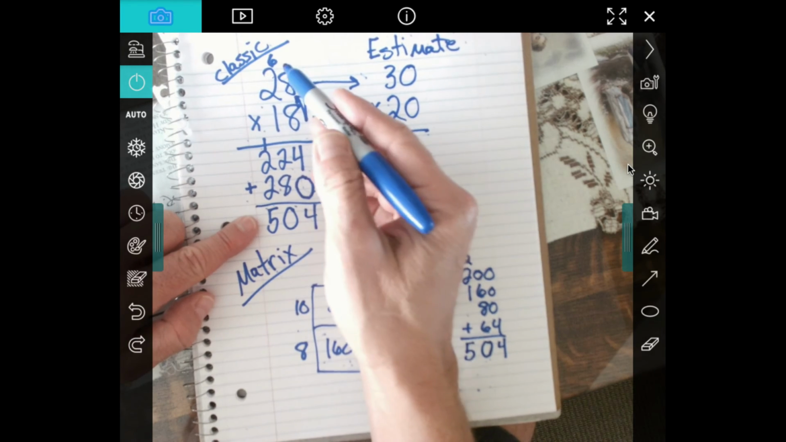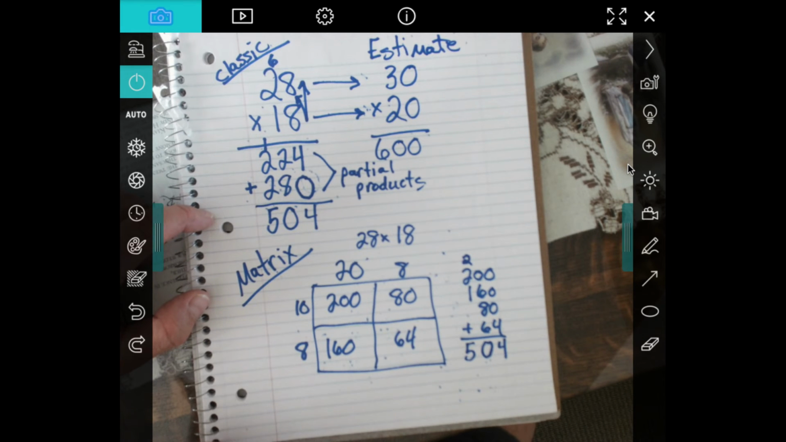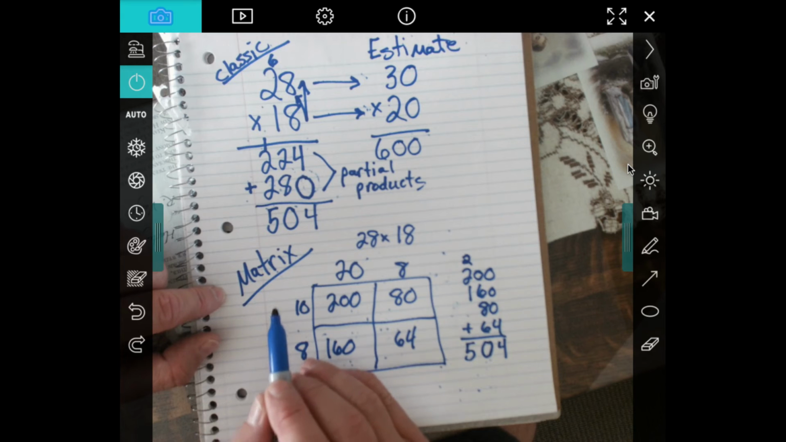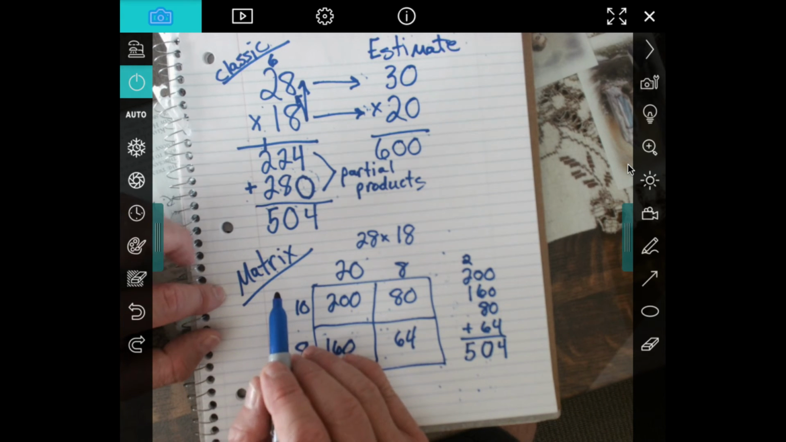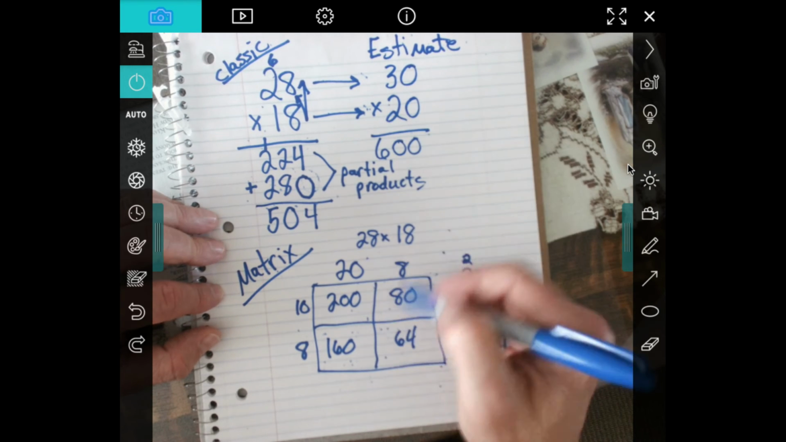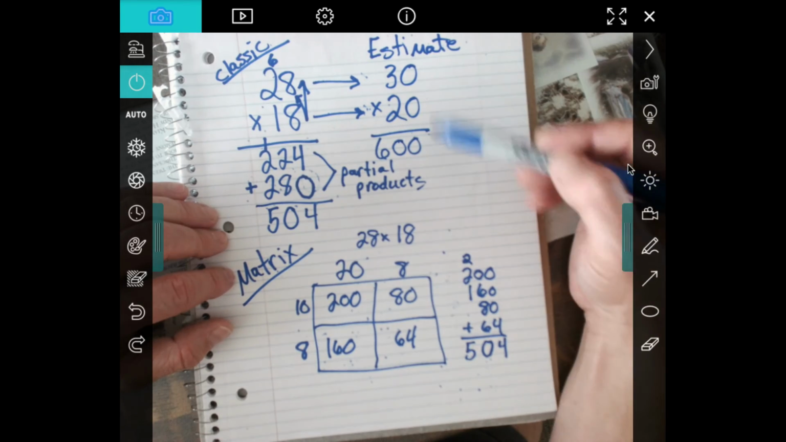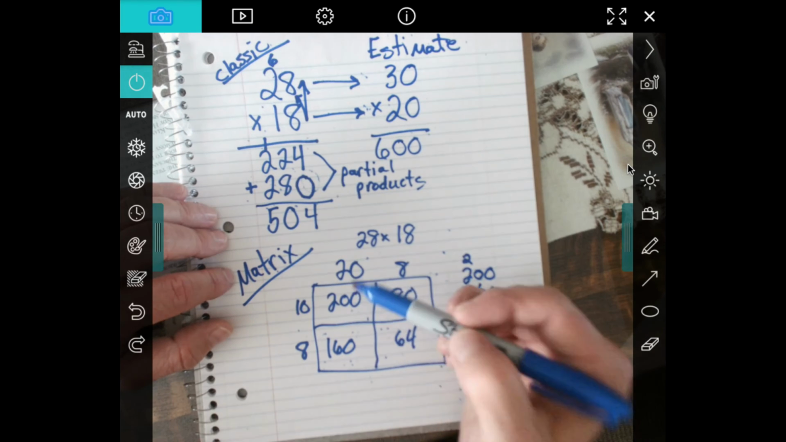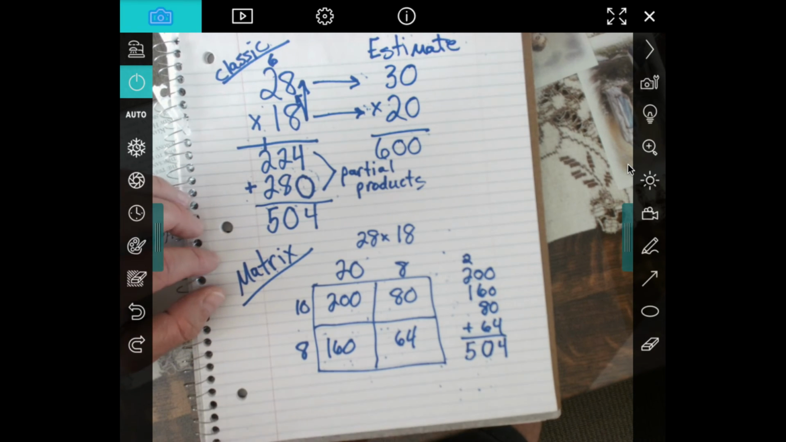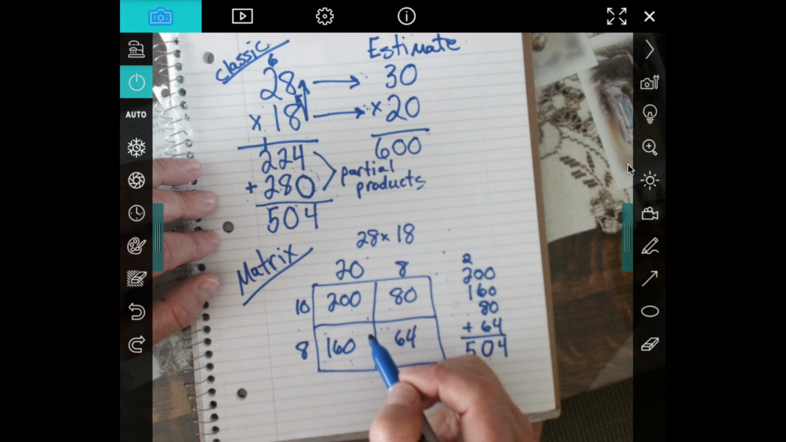So both the classic method and the matrix method both work nicely. Now, one thing I do want to point out is if you're going to estimate for the matrix method, it's the exact same estimation. The estimation for the matrix method doesn't change. So you can use the same estimation for both methods. And you are more than welcome to use whichever method you are comfortable with. You don't have to use the classic and you don't have to use the matrix.